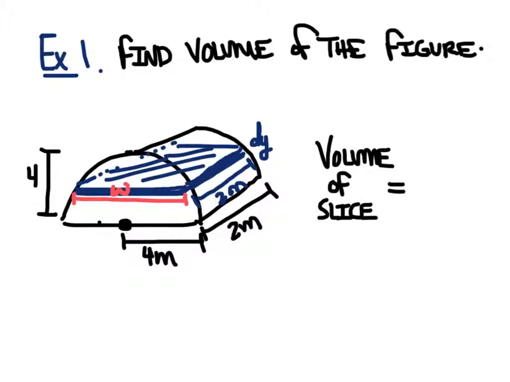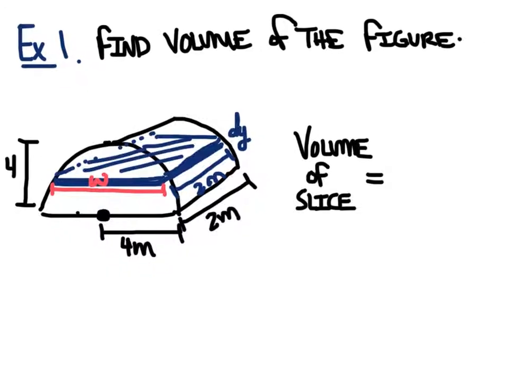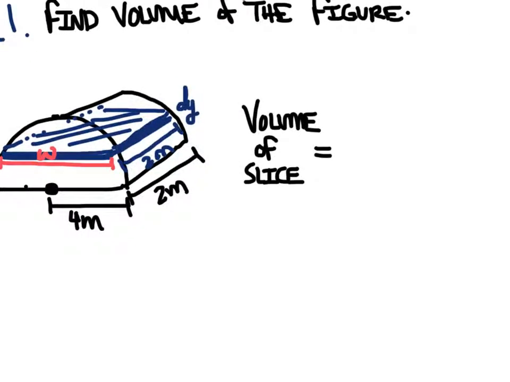First we have to find the volume of our slice. Volume is always the area of the top of the slice times the thickness of the slice. The thickness here is dy. And the area, if we look at the blue area, is the width, which is 2, times the length, which we call w.